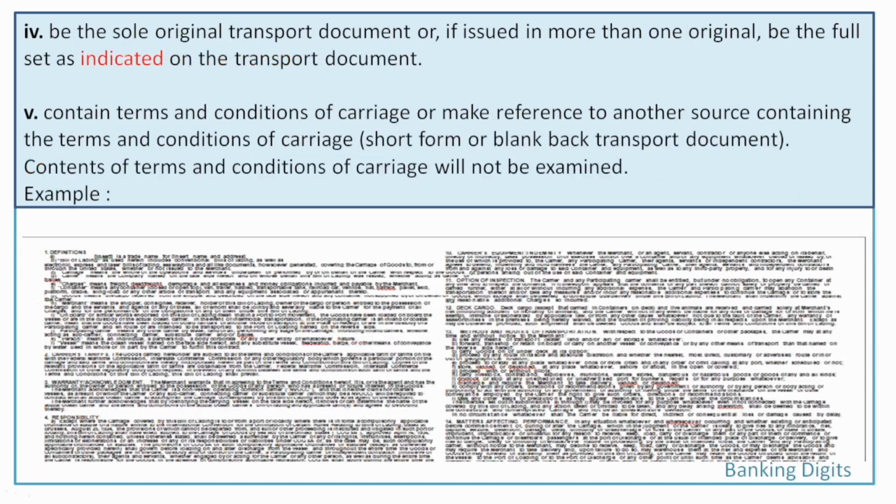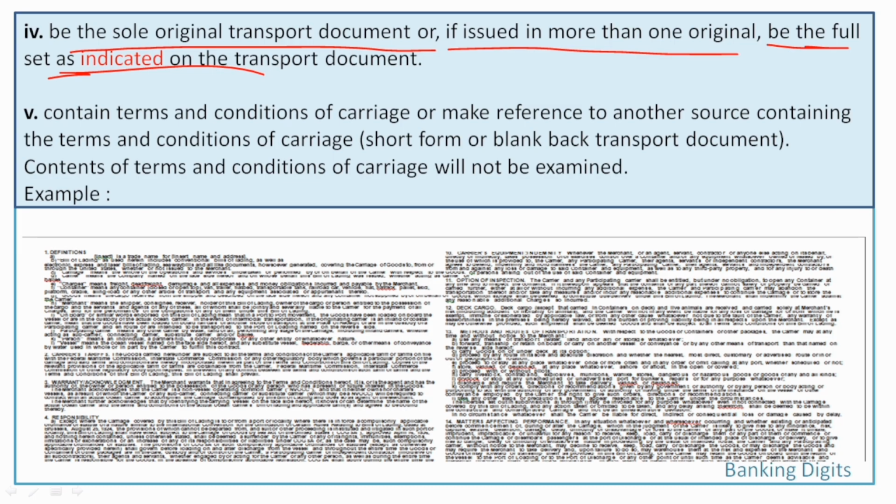Next clause, point number 4, states that the multimodal transport document must appear to be the sole original transport document, or, if issued in more than one original, be the full set as indicated on the transport document. It means the full set of BL needs to be presented as indicated on the document.